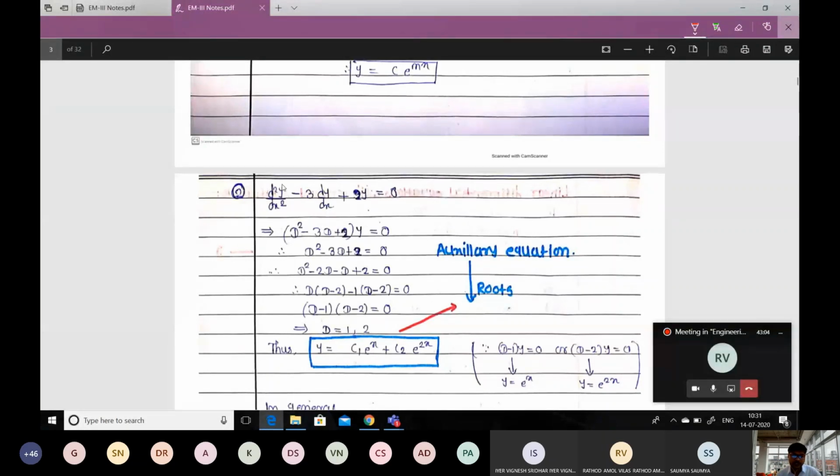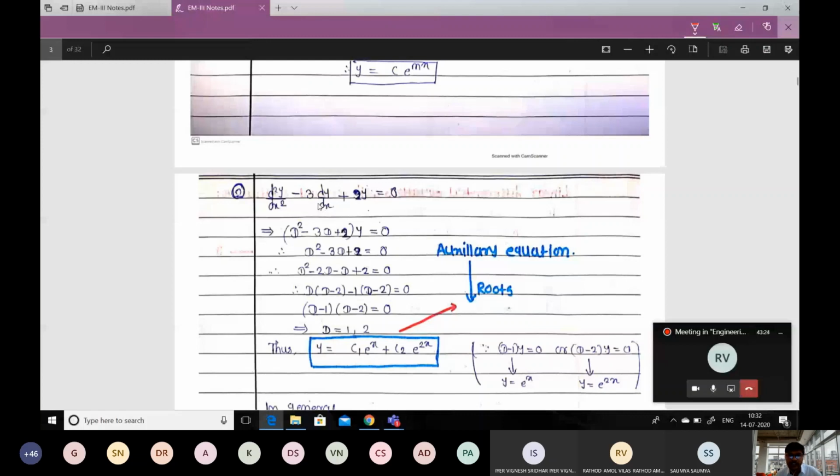So let's consider the second order differential equation d2y by dx square minus 3 dy by dx plus 2 times y equal to 0. Obviously, the right hand side contains 0 only, and look at the coefficient of every term: 1, -3, 2, they are all constant. So obviously this is a homogeneous linear differential equation.